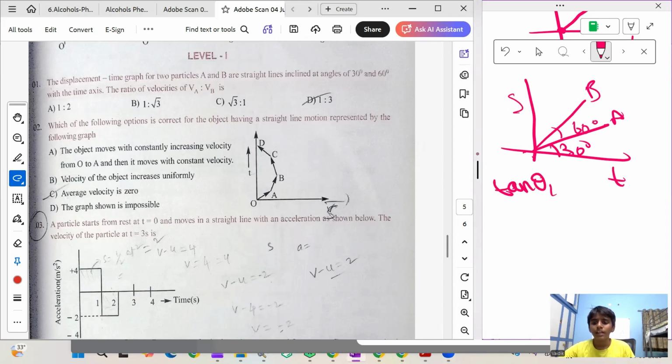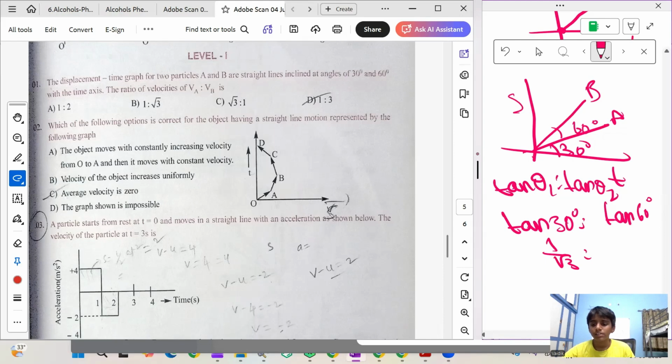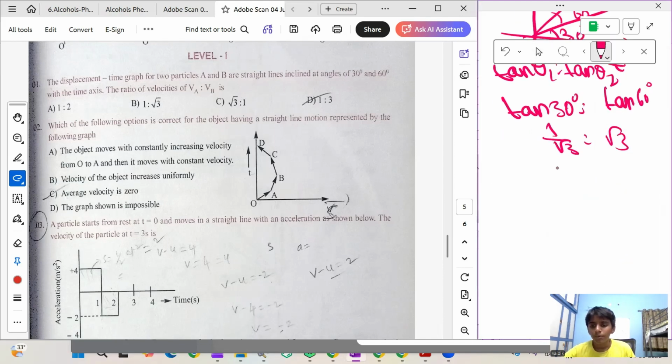So here tan theta 1 is to tan theta 2. Tan 30 degrees is to tan 60 degrees. Tan 30 is 1 by root 3 is to tan 60, root 3. So 1 by root 3 into 1 by root 3. So it is 1 is to 3 ratio. Option D.